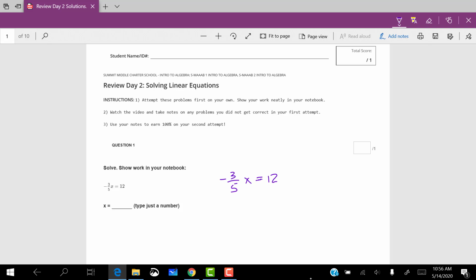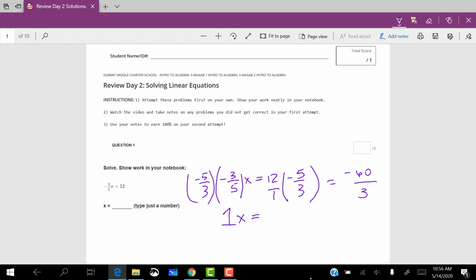Okay, when we're solving problems with fractions, a lot of times it's really nice to go ahead and multiply by the reciprocal. The reason we do that is because when we multiply by the reciprocal, that makes 1. So over here I have 1x, which is what I want. And then over here, you can cancel if you want, or you can just multiply it out. If we just multiply it out, we'll see that this is negative 60 over 3. So we get negative 20.